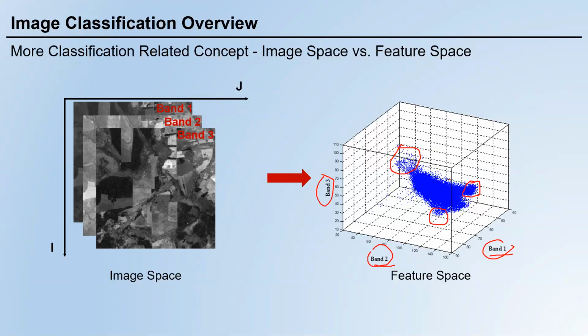So you can use this feature space to find pixels that have similar spectral features, and use this to do the classification.